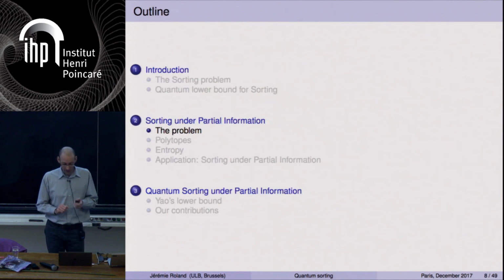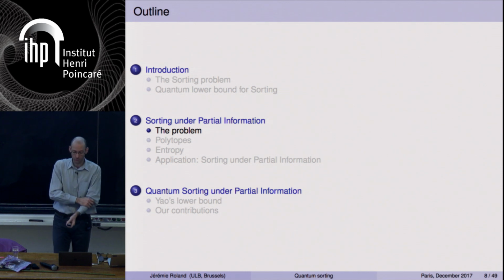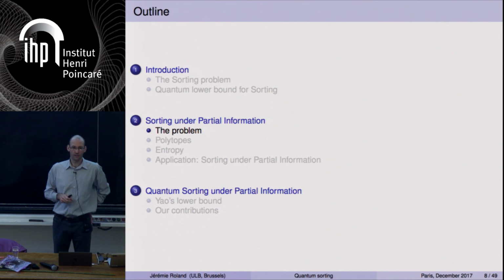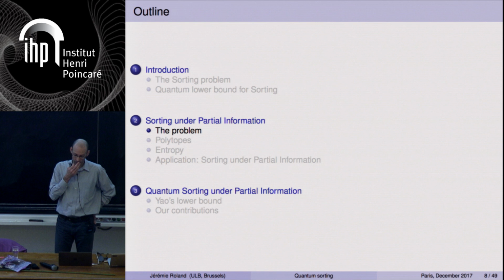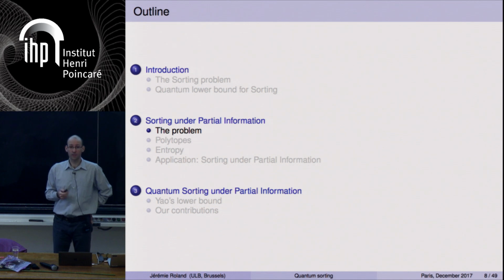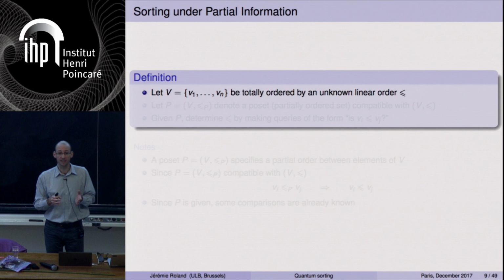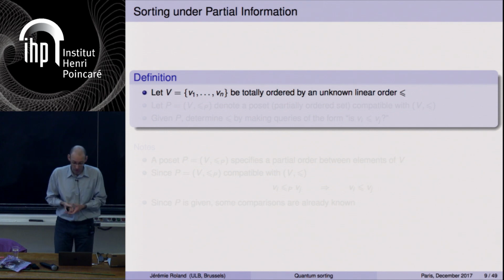And now we switch to this perhaps more interesting problem, or at least less trivial problem. Well, it's not so trivial for sorting because the lower bound is not so trivial, but this problem has been solved for sorting like 15 years ago. But sorting under partial information is more complicated, and even in the classical case, it's quite complicated. So what is this problem?